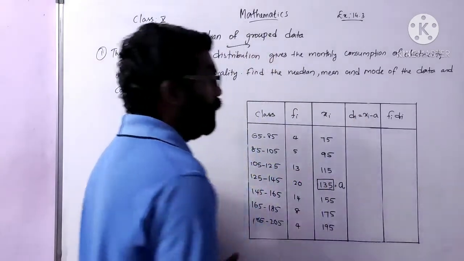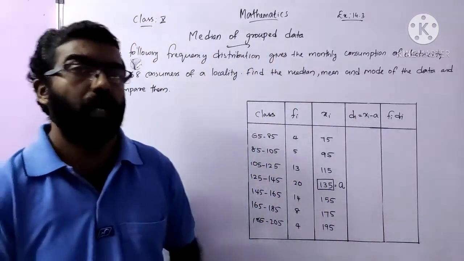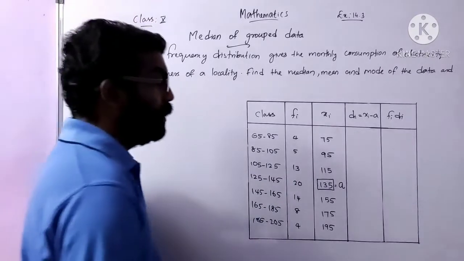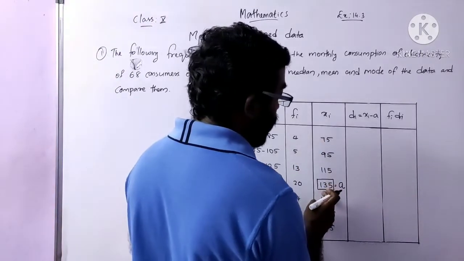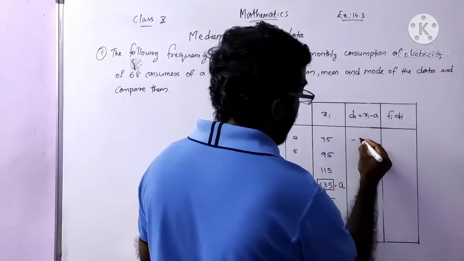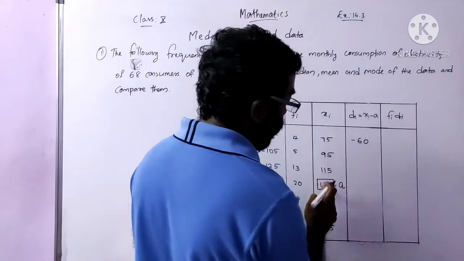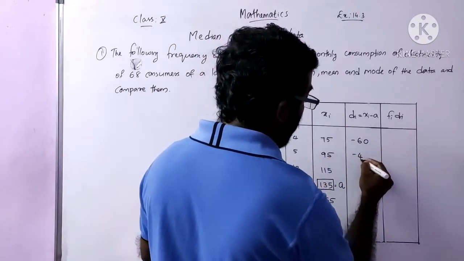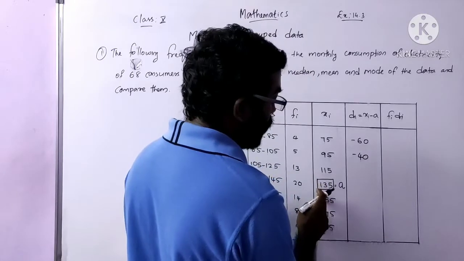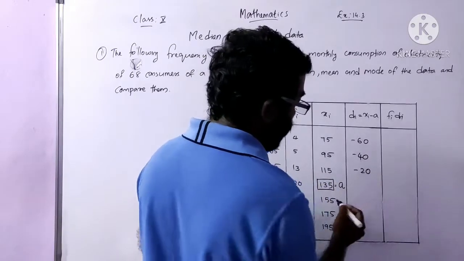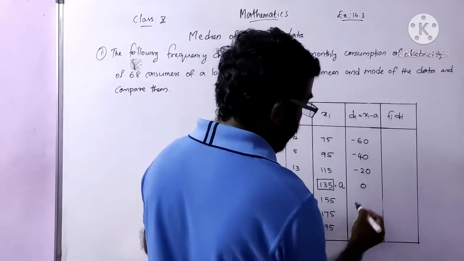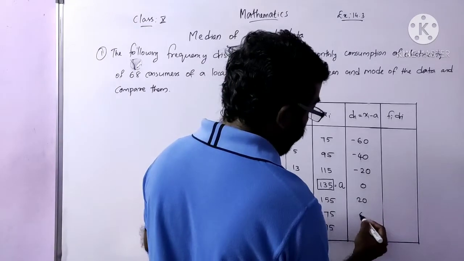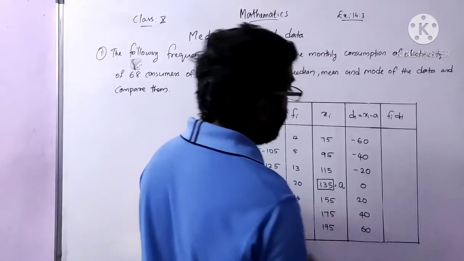Next is Di, the deviations from the assumed mean, Xi minus A. So 75 minus 135 is minus 60. 95 minus 135 is minus 40. 115 minus 135 is minus 20. 135 minus 135 is 0. Then it is 20, 40 and 60.